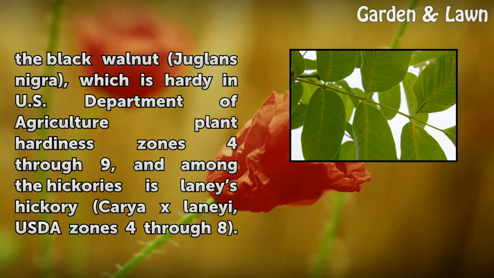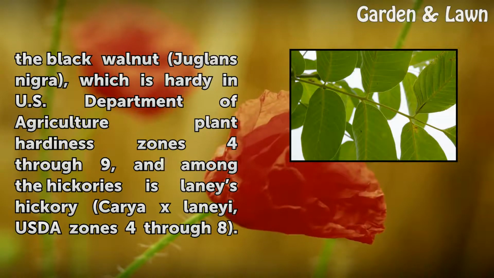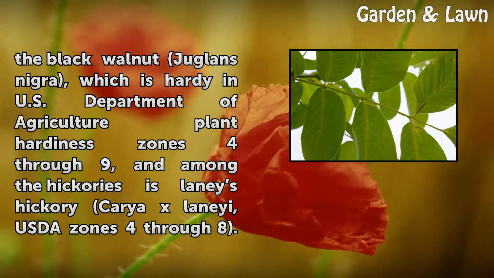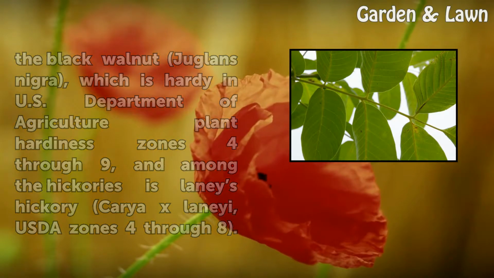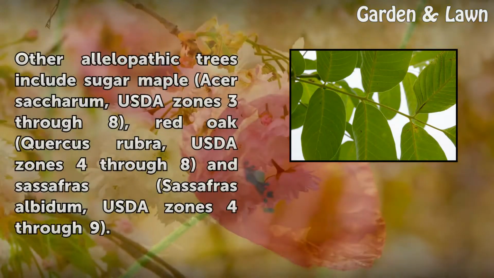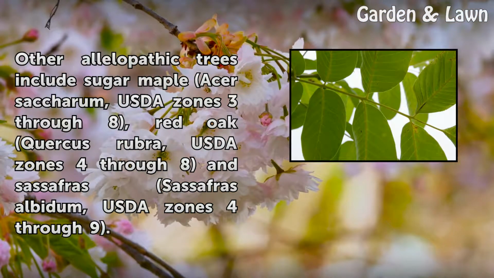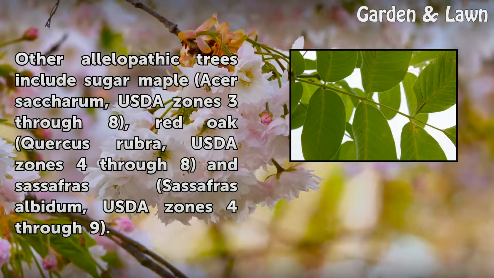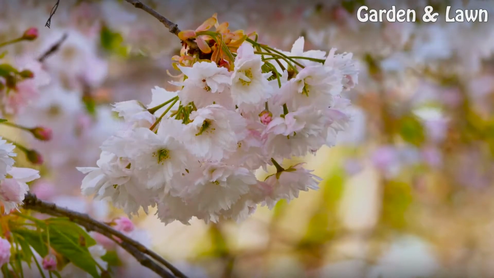Walnut trees include the black walnut, Juglans nigra, which is hardy in U.S. Department of Agriculture plant hardiness zones 4 through 9, and among the hickories is Lani hickory, Carya x lani, USDA zones 4 through 8. Other allelopathic trees include sugar maple, Acer saccharum, USDA zones 3 through 8, red oak, Quercus rubra, USDA zones 4 through 8, and sassafras, Sassafras albidum, USDA zones 4 through 9.